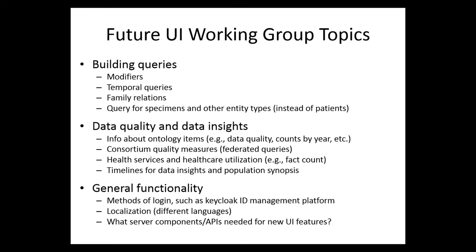And then some general functionality things, like the best way of logging in and workflows within your institutions, and localization of different languages. What's really important when we think about user interfaces is that whenever we design new functionality we would love for the UI, it has to be built on a corresponding piece on the back end. When we were developing the new SHRINE user interface, there were limitations on what we could do based on what's capable out of the existing APIs on the back end. So even though this is a user interface working group, it's very tied into how the ontology is structured and organized, as well as what the backend software allows you to do.